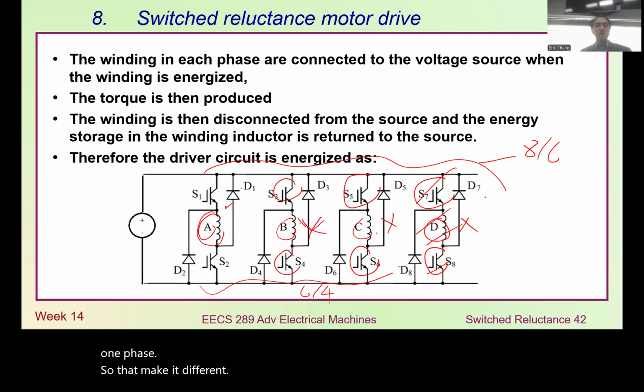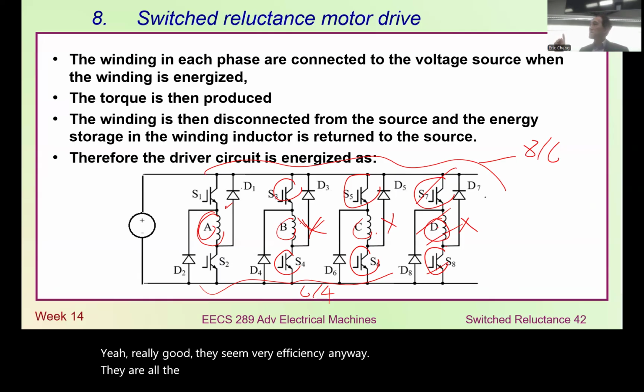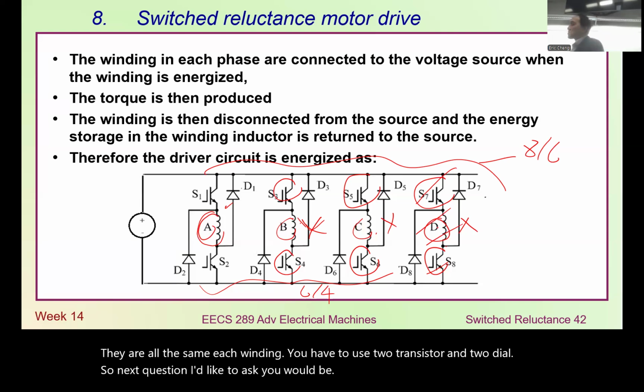So does this mean it is efficient? Really good. All the motor drives are 97, 98 percent efficient, depending on who is going to design it. Yeah, really good. They're all similar in efficiency anyway. Each winding will have to use two transistors and two diodes. So the next question I'd like to ask you: do you see the diodes D1 and D2?